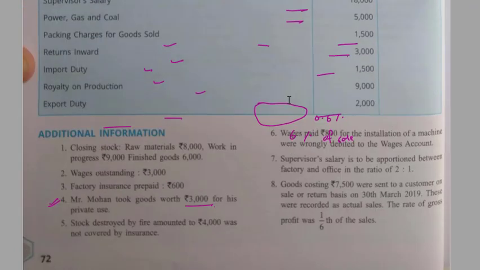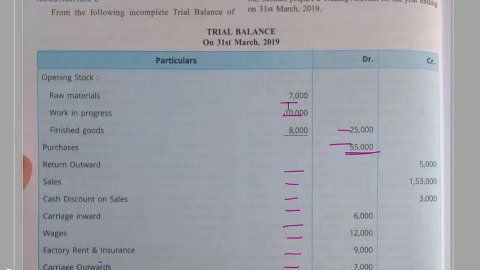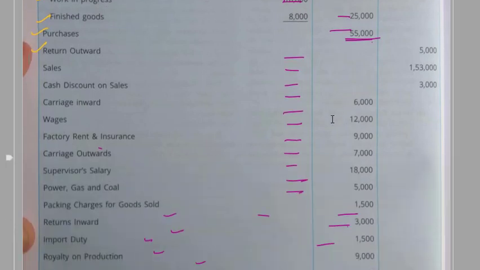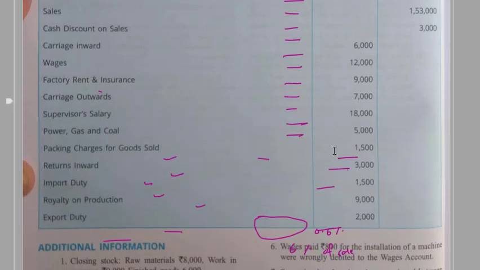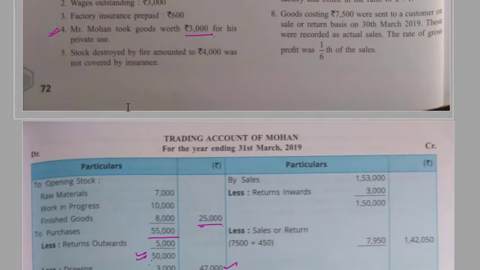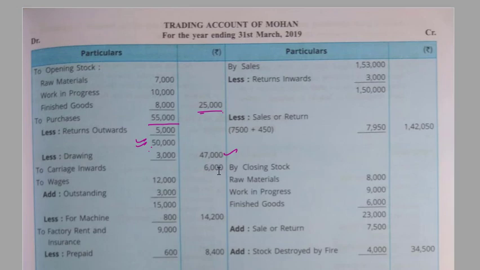Then we have carriage inward, the next entry. I will use this yellow color to highlight what I have already covered in the trading account. Carriage inward is given as 6,000 rupees, so that we will include. Cash discount is not going to be included in the trading account. So carriage inward of 6,000 rupees we have included here.